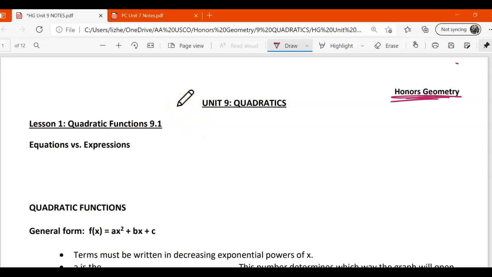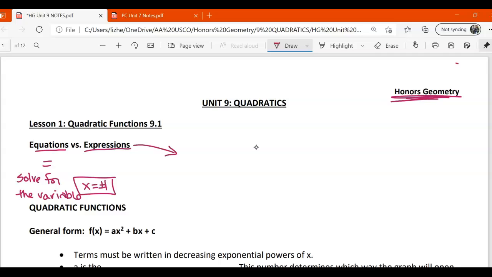Okay. So first of all, we need to identify the difference between these two words, equations versus expressions. And so really, it's quite simple. An equation has an equal sign in it. And when you have an equation, you're going to solve for the variable. You are going to tell me, what does x equal? Some number. That's your solution when you have an equation.